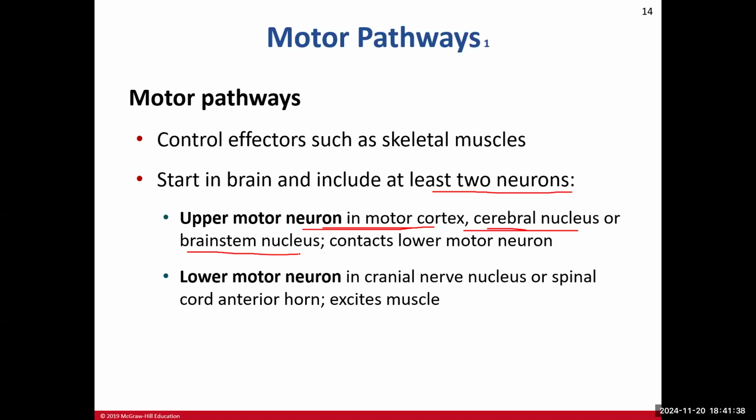Anyways, the upper motor neuron will then synapse onto the lower motor neuron. When we talk about a cranial nerve nucleus, it may be one of the nuclei in the midbrain, the pons, or the medulla oblongata, or we have our spinal nerves. The upper motor neuron will synapse onto the lower motor neuron in the anterior gray horn, and that's going to affect our muscles. Usually it's going to excite the muscle.